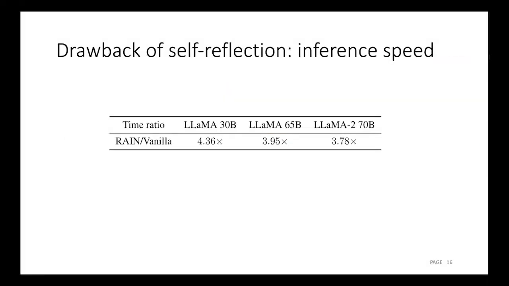So we discussed two methods, the RING method and the AnyTool. Both of them are built on the power of self-reflection of the large language model. But one of the drawbacks of self-reflection is the inference speed. Take RING as an example. If we compare the inference time ratio between the RING method and vanilla auto-regressive inference on different models, LLaMA 30B, 65B, or say 70B, we can see that typically RING requires roughly 4 times more time compared with the vanilla auto-regressive inference. So this is a drawback.